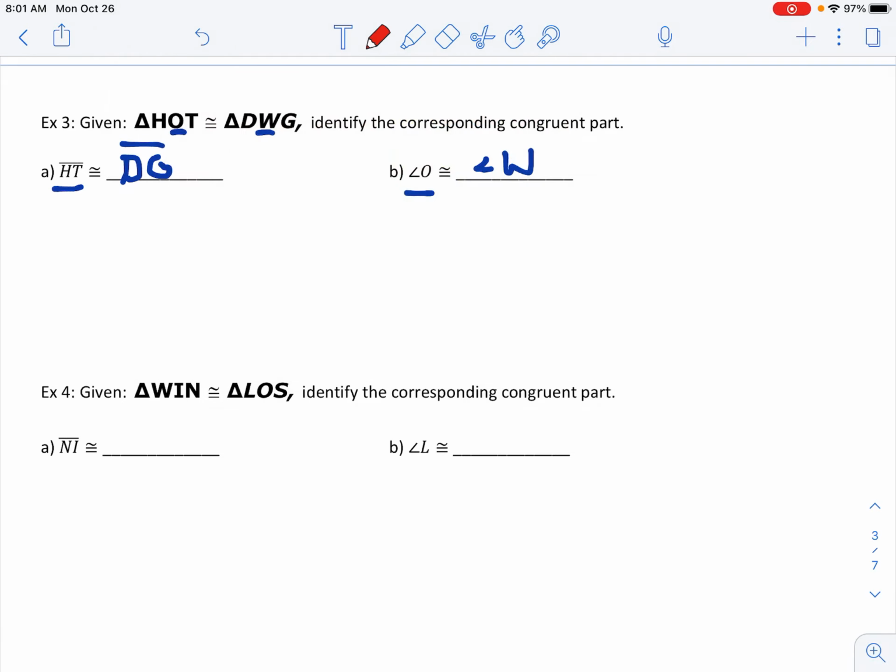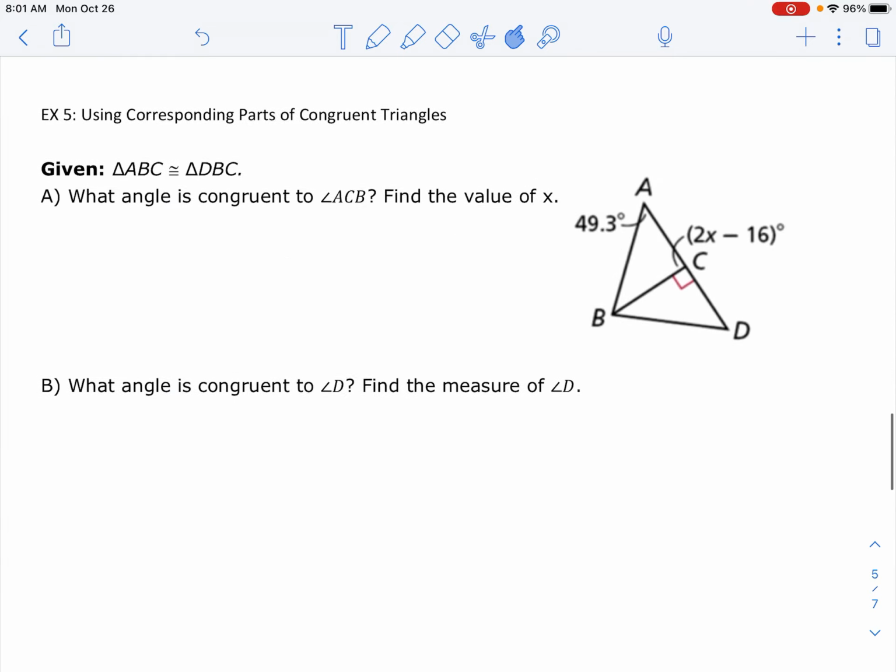All right, let's go ahead and try one down here. NI, stay with the pattern. They went NI backwards, so I'm going to stay with the pattern and go SO so that we continue to write them in the same spot. All right, angle L. Angle L is the first letter in this one, so the first one in my other one would be angle W. So again, we can match them from their order when they write a congruency statement.